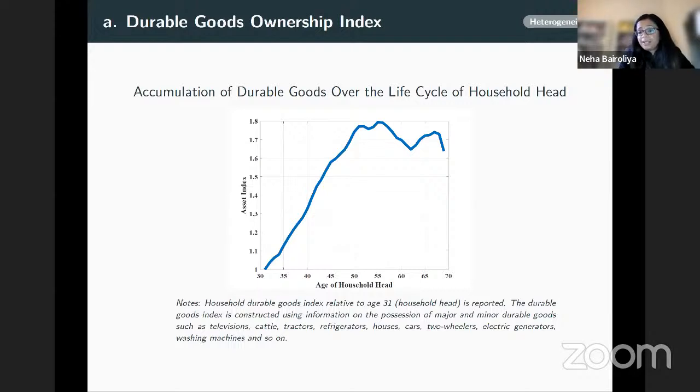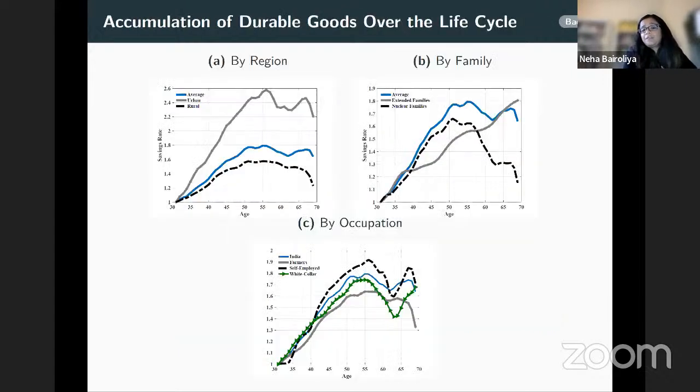We look at heterogeneity again, because we're interested in making sure that this is not a story of a certain subgroup, but a story of overall India. And that's the case. For every subgroup that we look at, we see that this durable goods index grows pretty quickly over the life cycle, which seems to be consistent with their savings behavior and the lumpy investment motive for the rising savings rate.